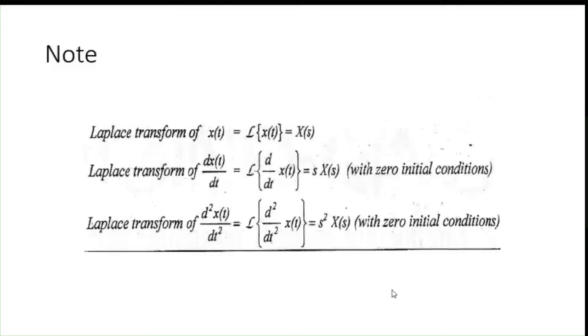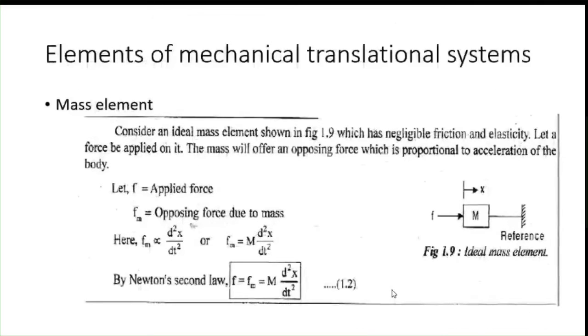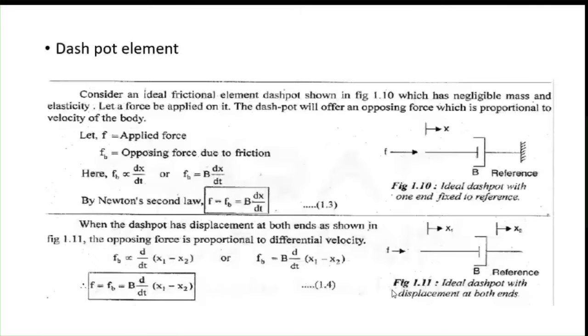We were discussing the mathematical modeling of mechanical translational systems. So what is a mechanical translational system? Mechanical translational systems are mechanical systems in which the movement is limited to linear only. There is another type of system, the mechanical rotational system. For a mechanical translational system, the three basic building elements are mass, spring, and dashpot.